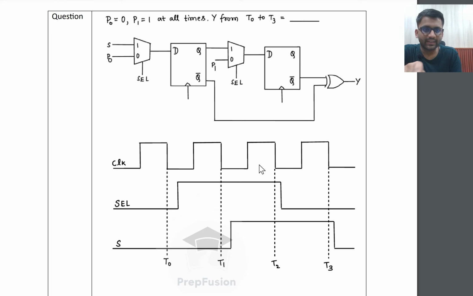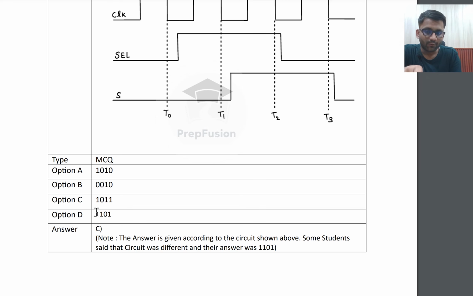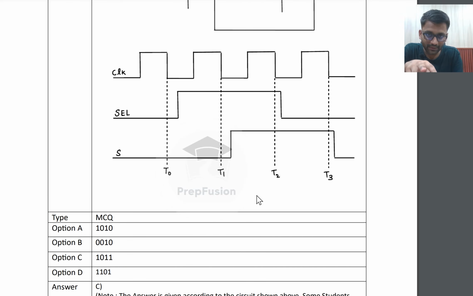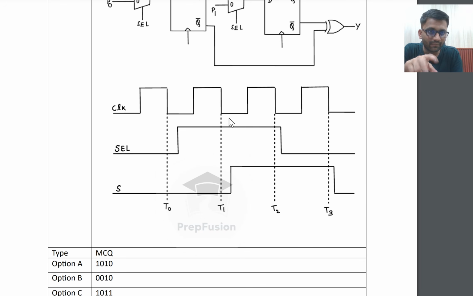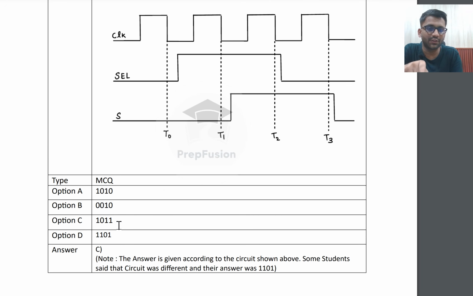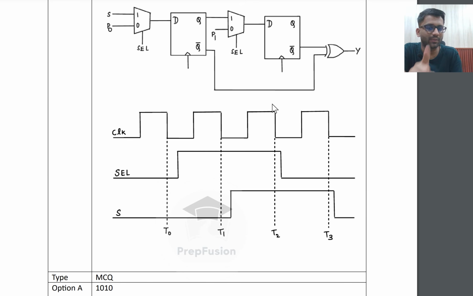According to this data, I have given the answer 1011, that is option C. But 2 to 3 students have told me that the answer was 1101. As per the given diagram, the answer is 1011, but the data might be different in the examination. In the whole question paper, only this one question is there where we are not sure about the data.